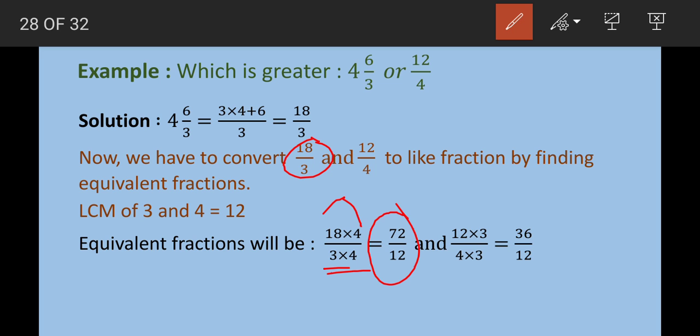The second one, that is in 12 by 4, same, we have to make the denominator 12. So 4 times 3 is 12. We have multiplied by 3, so we have to multiply by 3 on the numerator also. 12 times 3 is 36. So the new fraction becomes 36 by 12.